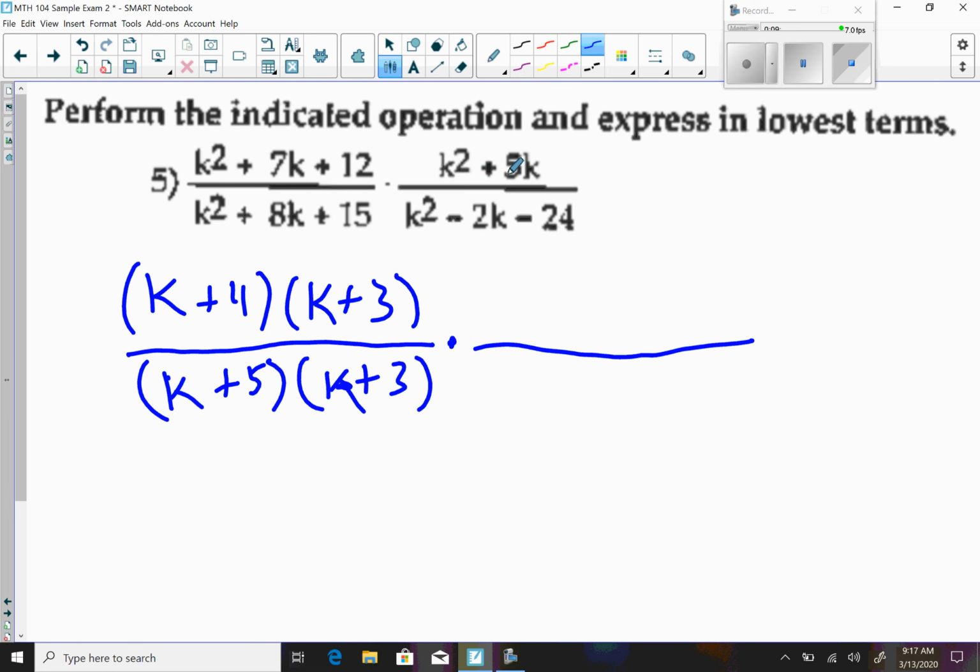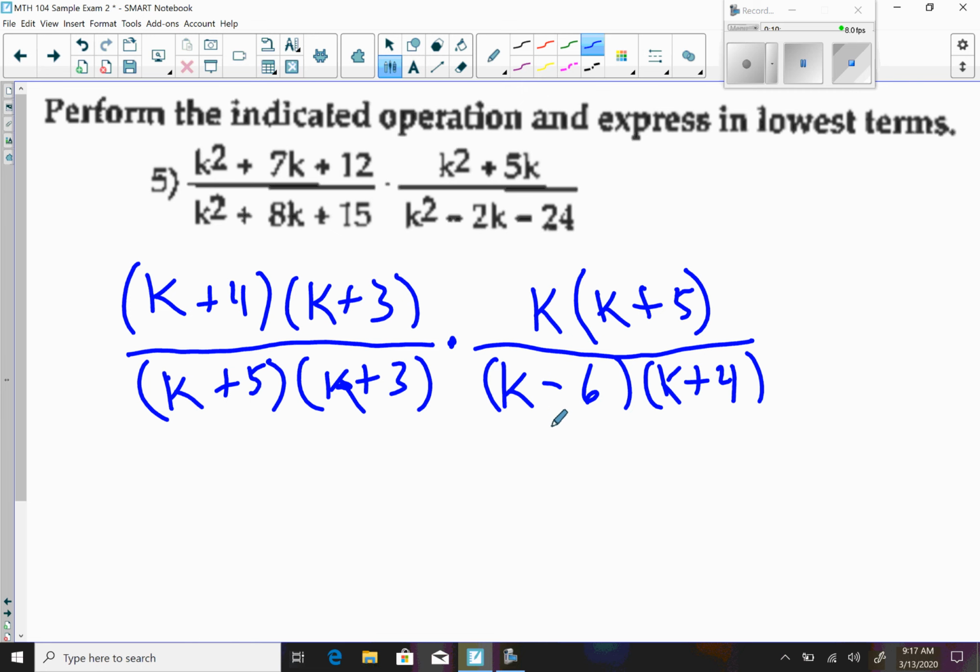This numerator, k squared plus 5k, has a common factor, k. We factor k out. k times k is k squared, and k times positive 5 is positive 5k. And there's one more denominator, k squared is k times k. And negative 24 is negative 6 times positive 4, which is correct because positive 4k minus 6k is negative 2k.